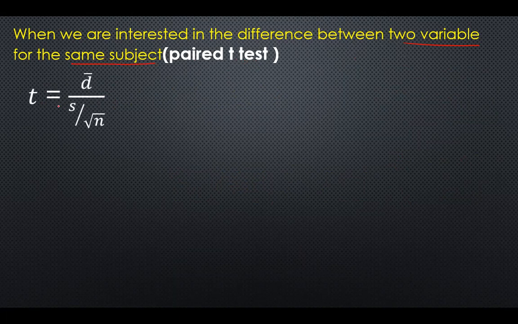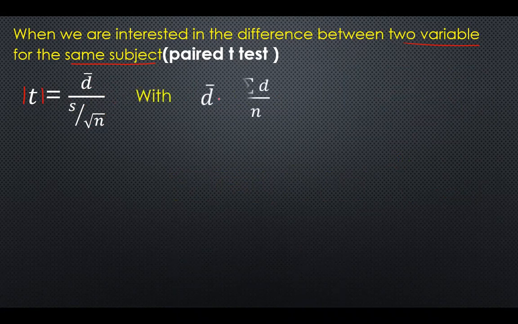Now what will be the formula here? T is equal to, obviously, T within this modulus. Whatever value comes out negative, we take it as the positive value. So modulus of T is equal to D bar divided by S divided by root of n. What is this D bar here?